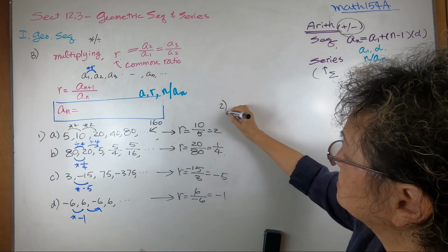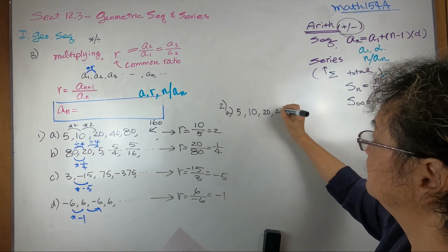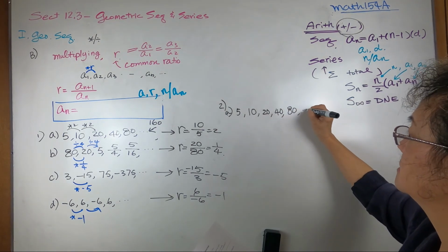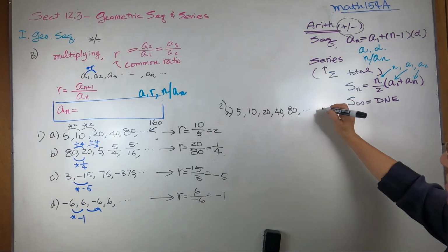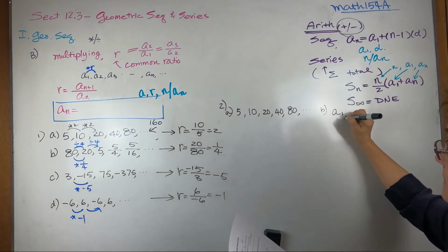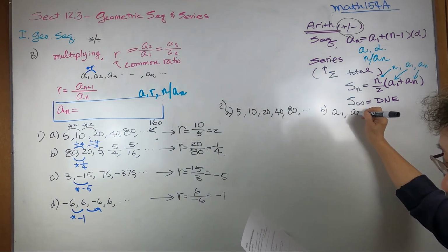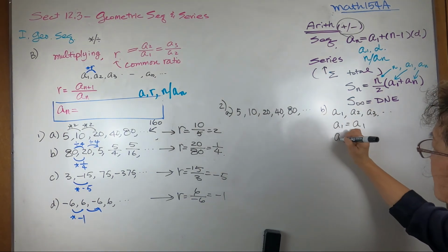Okay, so let's see, how can we figure this out? For this one, we have 5, 10, 20, 40, 80, right? We can compare using symbols. The first one is A1, the second one is A2, A3, and so on. So A1 is A1, right? A2 would be what?